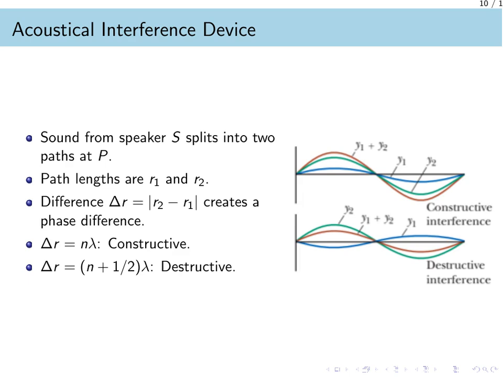An acoustical interference device can demonstrate these principles using sound. Sound from a speaker enters a tube and splits into two paths at point P. These paths have lengths designated as r1 and r2. The difference between these path lengths, known as delta r, creates a phase difference between the waves when they recombine. If the path difference is an integer multiple of the wavelength, we hear constructive interference. If the path difference is an odd half multiple of the wavelength, destructive interference occurs, and the sound is minimized.